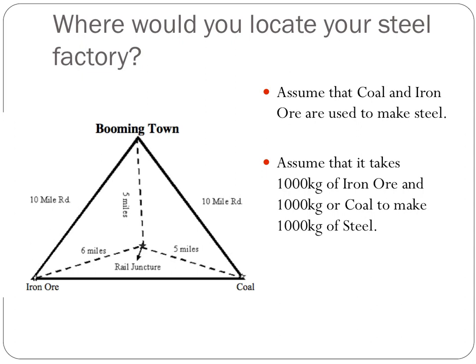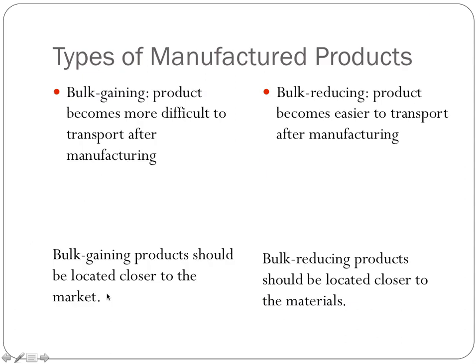If you said close to the resources, you are absolutely right. In this case, it's much more expensive to move both iron and coal than it is to move the same amount of steel, right? We would be moving 2,000 kilograms instead of just moving 1,000 kilograms. So we want to process that as quickly as possible so that we can move the cheaper item, which is steel in this case. So unlike a brewery, which we'd want closer to the market, we'd want to make coal and iron into steel closer to the resources.